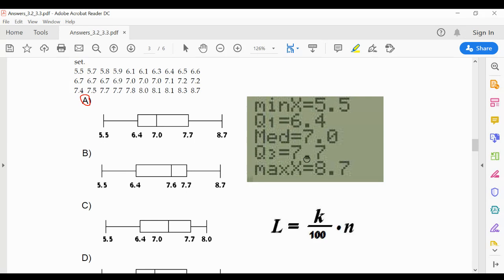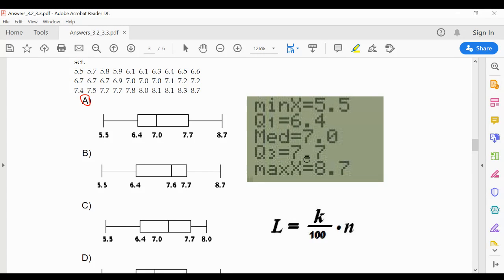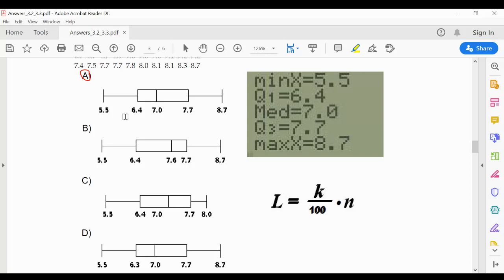Probably the guaranteed way of getting this right is don't even play around. Put those, in this case, 30 numbers into your calculator. Go to calculate one variable stat. Now you could kind of monkey around with this; there's probably faster ways. You look at these answers here. They all have the right low and the right high, but they differ between Q1, Q2, and Q3.